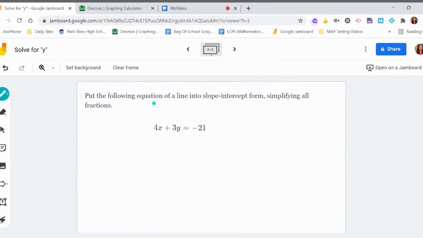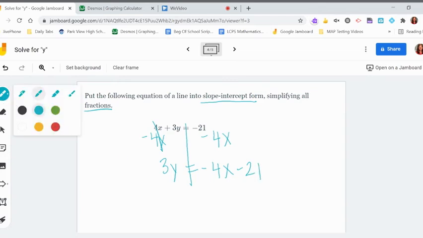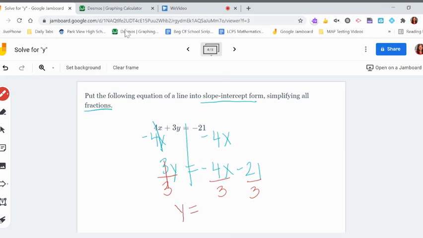Again, I'm going to put the following equation of a line into slope-intercept form, simplifying all fractions. All right, so I'm going to take my x term. I have a 4x, so I'm going to subtract 4x from both sides. They will cancel. 3y equals, remember, I like to put my x first, minus 4x minus 21. And then my last step is going to be to divide everything by 3. And if this 3 is a negative, you still divide everything by the negative, but it's positive. Negative 4 divided by 3.